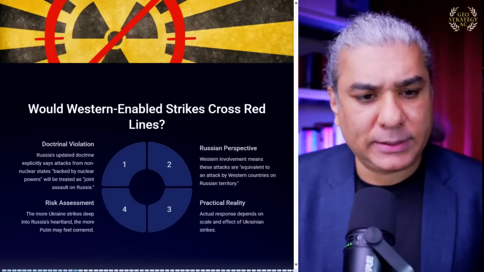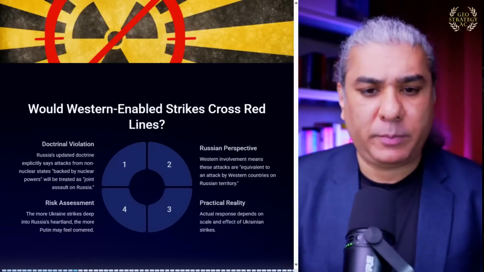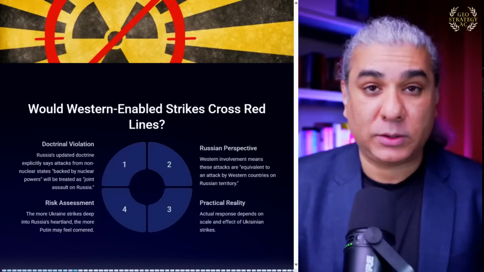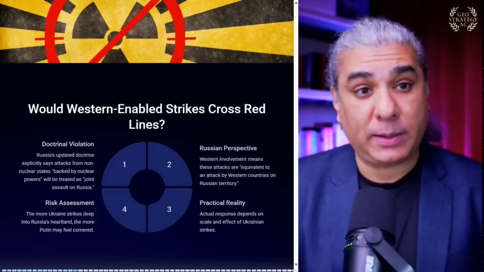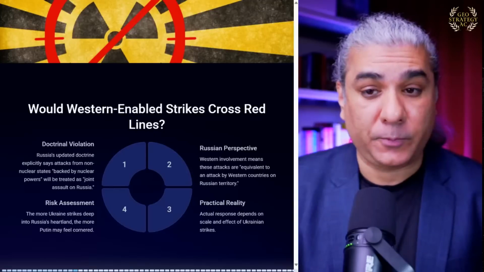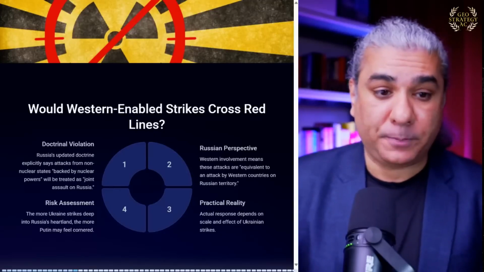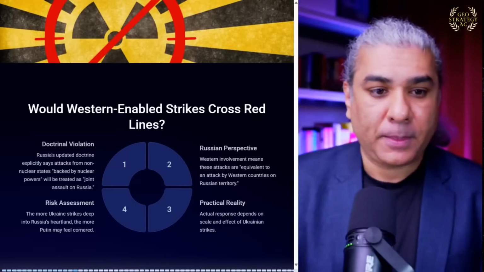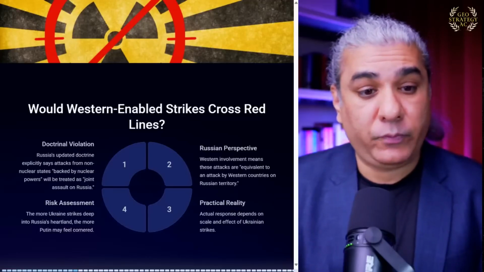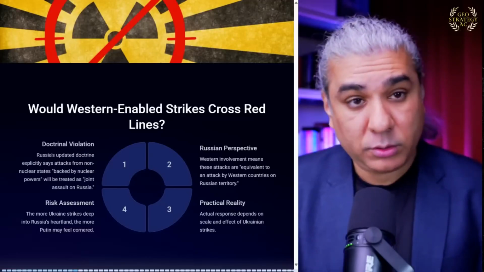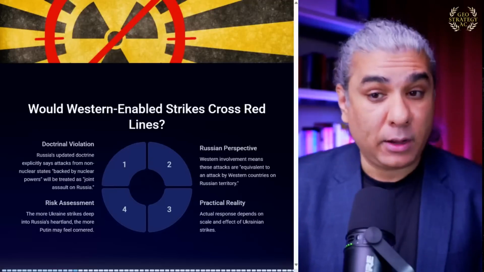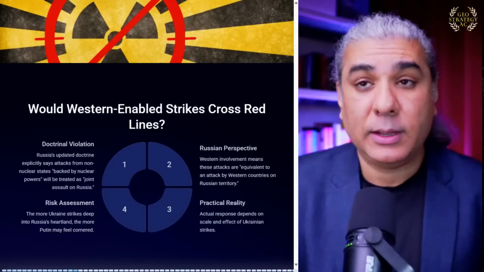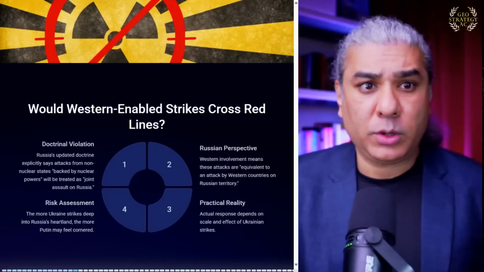So the practical reality is that the actual response from Russia depends on the scale of the Ukrainian strikes and the effect that the Ukrainian strikes have. What's the end result? How much damage do these strikes cause for Russia? The thing is that we are moving up the escalation ladder. The more Ukraine strikes deep within Russia's heartland, the more Mr. Putin may feel cornered. Right now, Russia is on the back foot, it's on the defensive, it's been embarrassed, it's suffered a significant series of setbacks. And Ukraine is on the front foot.